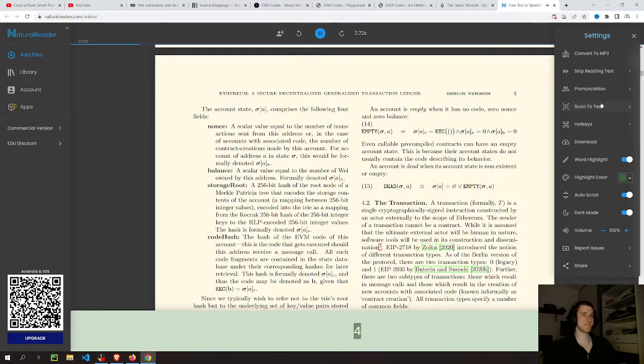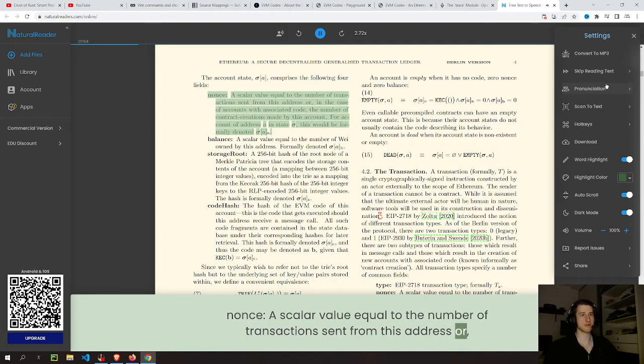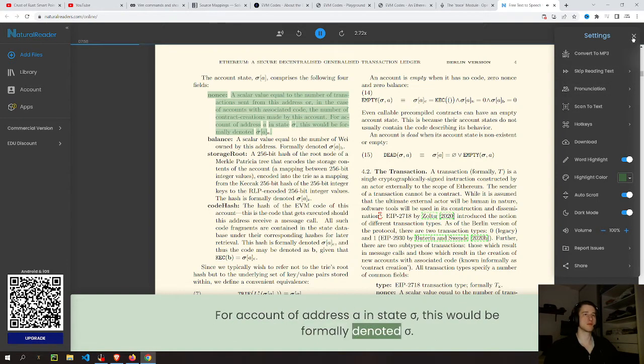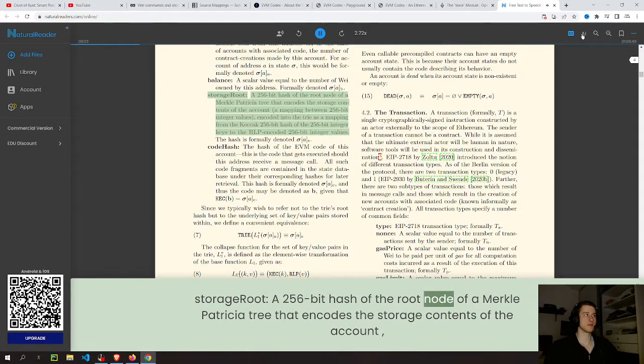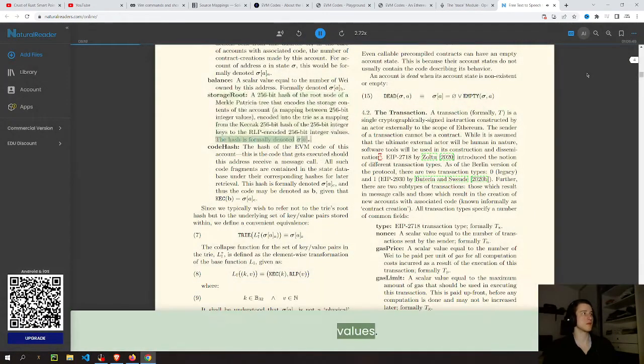Ethereum: A Secure Decentralised Generalised Transaction Ledger, Berlin version. The account state comprises the following four fields. Nonce, a scalar value equal to the number of transactions sent from this address, or, in the case of accounts with associated code, the number of contract creations made by this account. For account of address a and state, this would be formally denoted. Balance, a scalar value equal to the number of Wei owned by this address, formally denoted. Storage root, a 256-bit hash of the root node of the Merkle-Patricia tree that encodes the storage contents of the account, encoded into the trie as a mapping from the Keccak 256-bit hash of the 256-bit integer keys to the RLP-encoded 256-bit integer values. The hash is formally denoted.